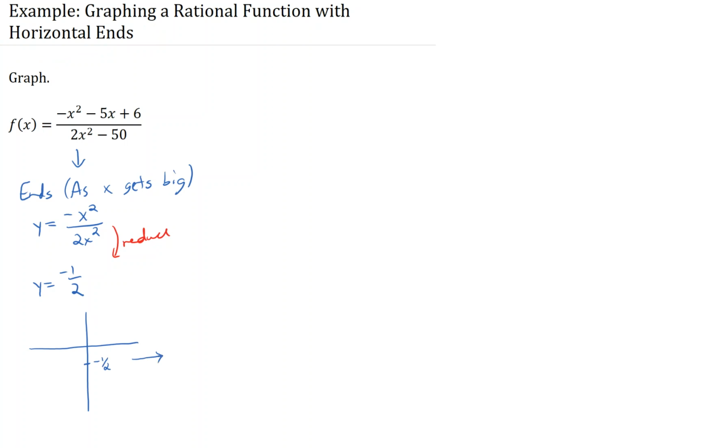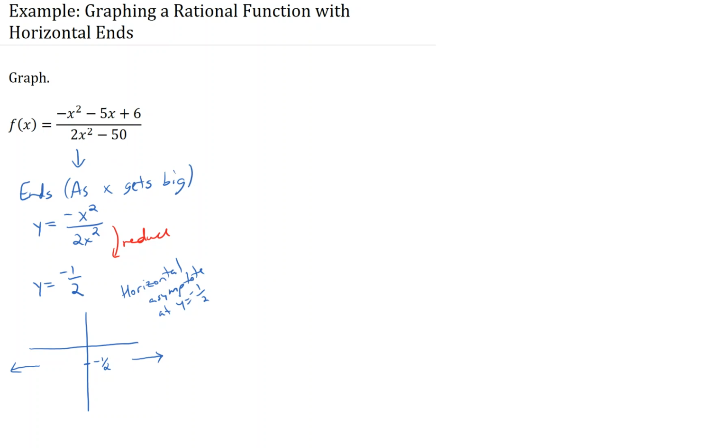So the right end is going to be a horizontal line at negative 1/2, and the left end is also going to be that. Sometimes this is called a horizontal asymptote because really what we're doing is getting infinitely close to y equals negative 1/2 on the ends. But I just like to call it end behavior. It keeps things simple because that's what is always happening when you look at as x gets big. You just look at big x values and calculate the y values.